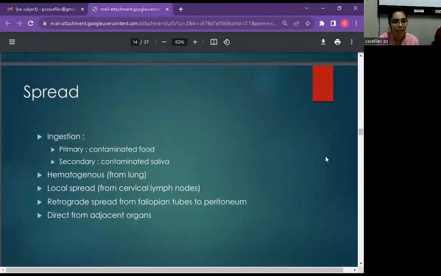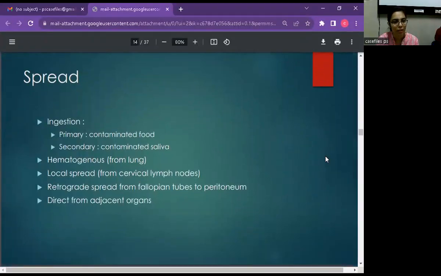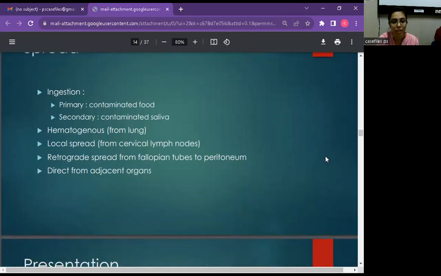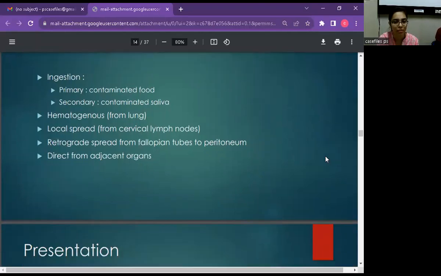Tuberculosis can spread by direct ingestion, primarily when food is contaminated, and secondarily if there is pulmonary TB, which contaminates saliva, and abdominal TB spreads from the contaminated saliva. Second is the hematogenous route, when it spreads from the lung, or local spread when there is involvement of the cervical lymph nodes. It can also spread retrogradely from the fallopian tubes to the peritoneum, and directly from adjacent organs.